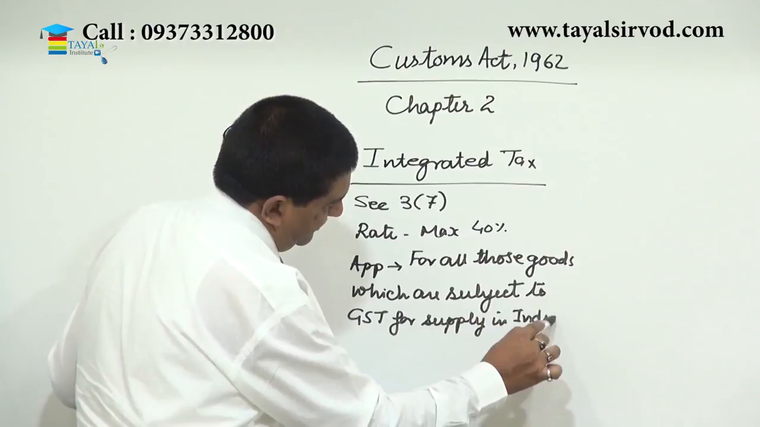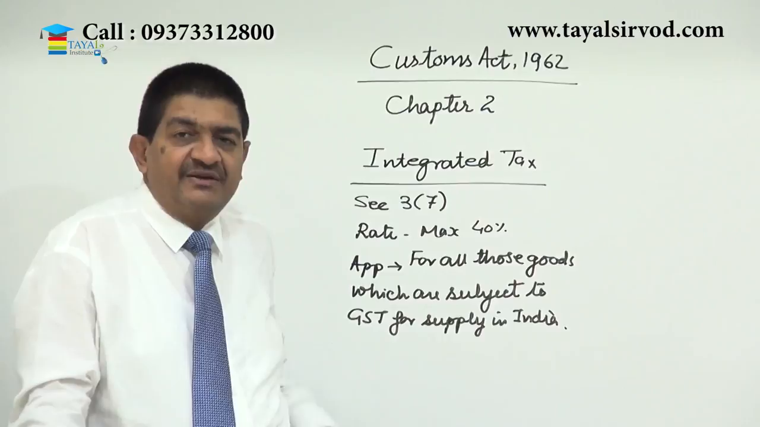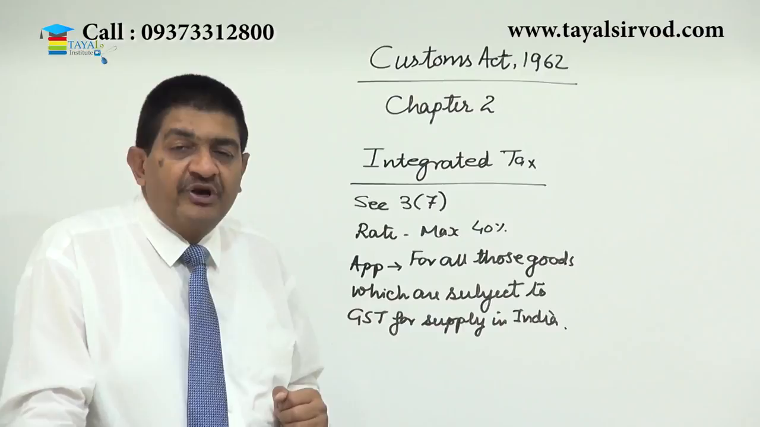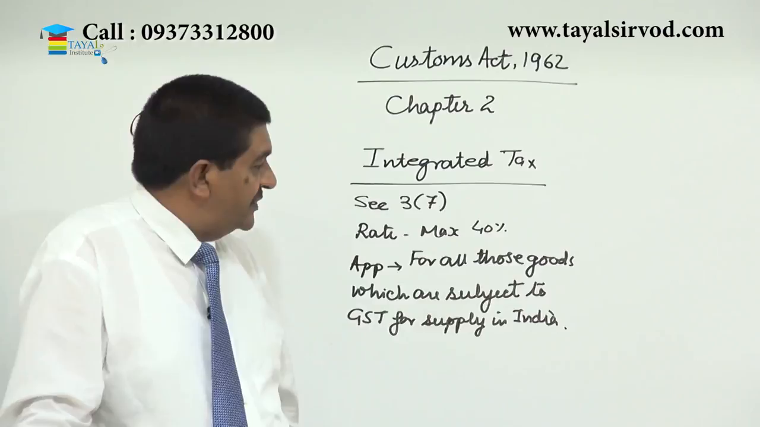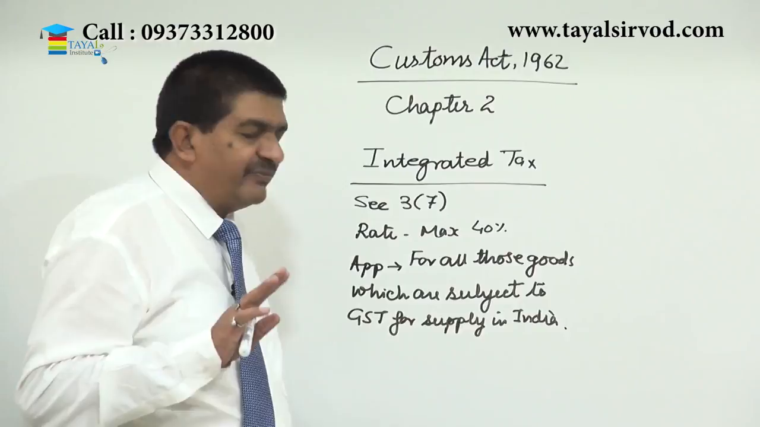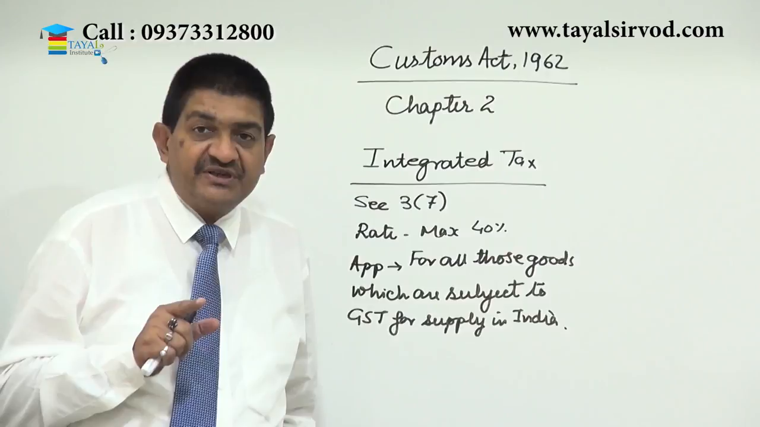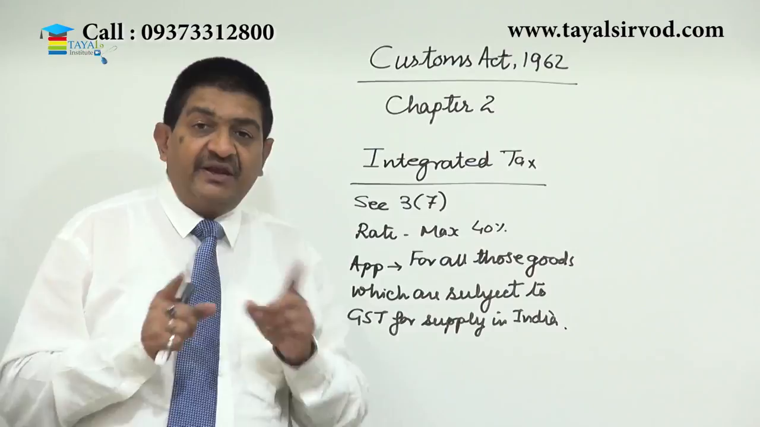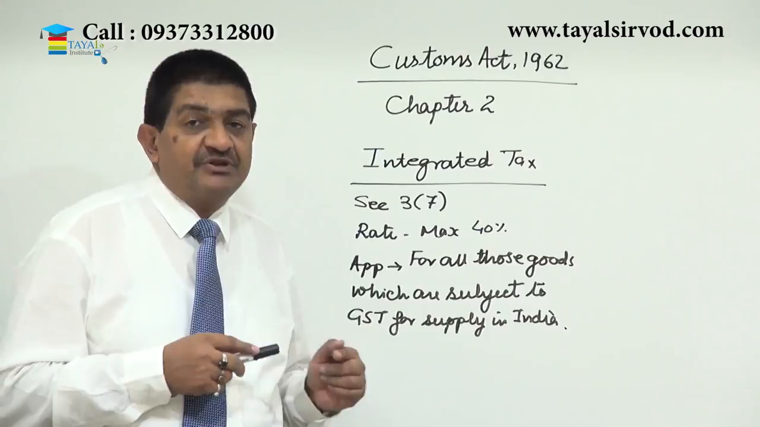So in GST, we already know that the taxable event now is supply. There is nothing like manufacture, nothing like sale. It is only supply. So all the goods which are subject to GST, if those goods are imported from outside India, then integrated tax will be chargeable, and the rate given is maximum 40%. Right? And to make it much simpler for you, IGST is equal to the aggregate of CGST and SGST. So whatever CGST and SGST is chargeable, the aggregate of that becomes the rate of integrated tax. So if there is an interstate transaction, IGST is chargeable. Similarly, the goods imported will be subjected to integrated tax. So the rate will remain the same.